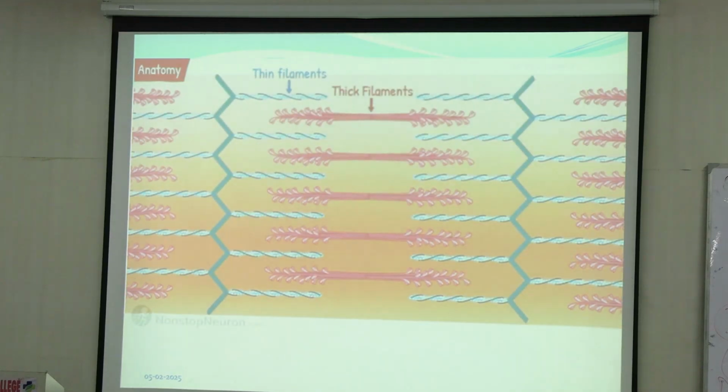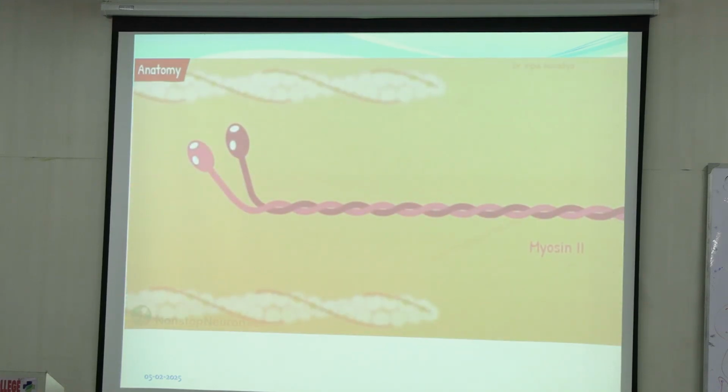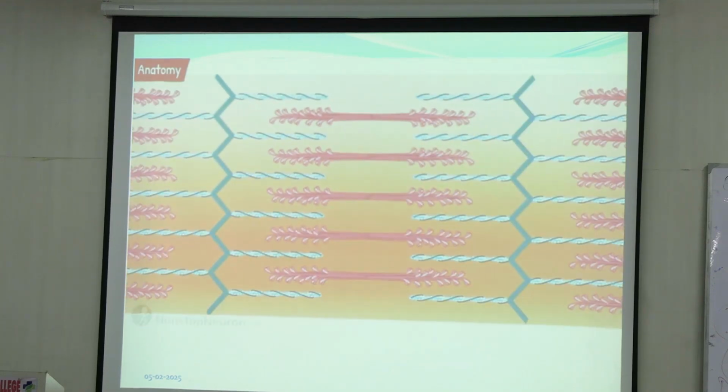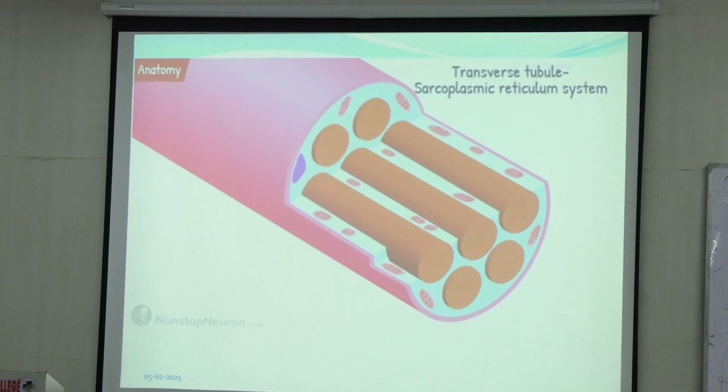Thick filaments interdigitate with thin filaments. They consist of many myosin 2 molecules. Myosin has a tail where all the myosin molecules are connected and a cross-bridge region that extends out. The cross-bridge has a globular head and an arm. So these are myofibrils. Now surrounding the myofibrils is the T-tubule sarcoplasmic reticulum system.